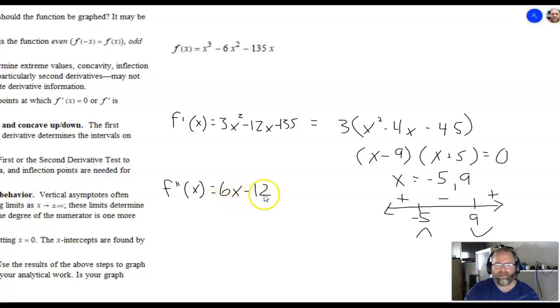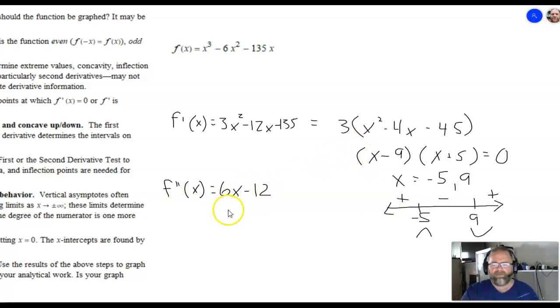Therefore, it is concave down at x equals negative 5, which we already knew because we did the increasing, decreasing deal. And if we put a 9 in there, that would be 9 times 6, which is 54, and 54 minus 12 is positive as well. So that means it's concave up at 9, which we already knew from the other test. So you really don't need to do both of those to figure out whether it is a local min or a local max. You just need to do one of those.